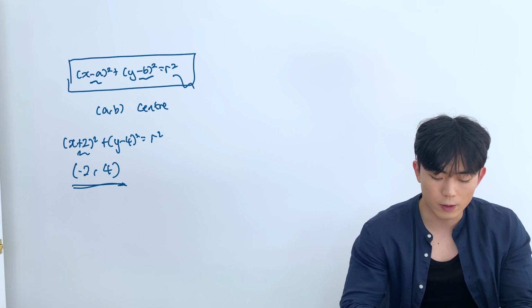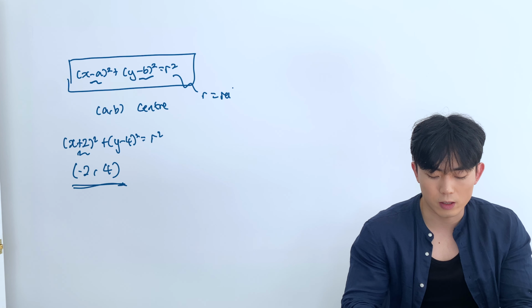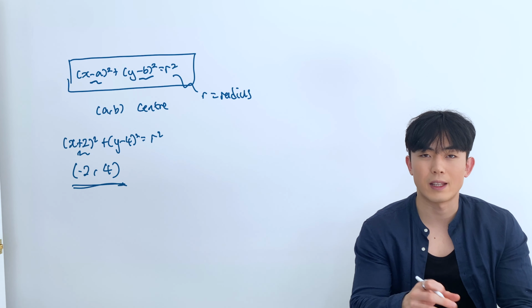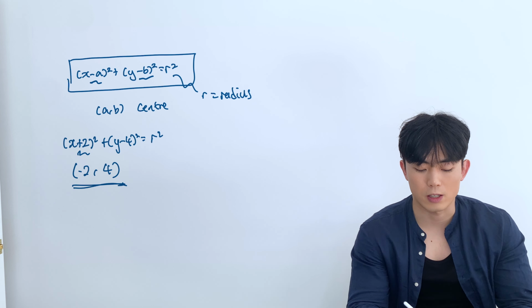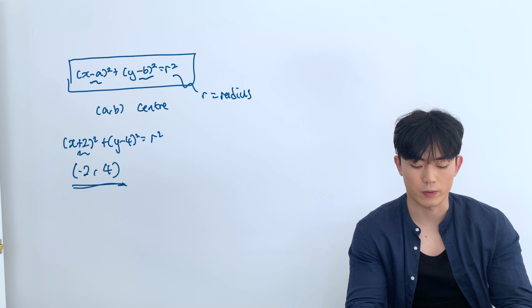And secondly, this r stands for the radius of the circle. From the center to the outside of the circle, the r is going to be the radius. And as you can see here, it's also r squared, so just be careful of that.